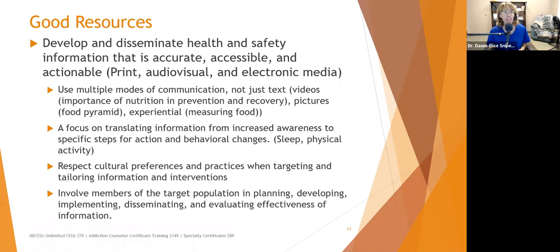We need to help them figure out how to get quality sleep if what they're getting now is not quality. We want to respect cultural preferences and practices when targeting and tailoring information and interventions. Not everybody's going to be down with different things. We need to ask them, what do you think would help you with this? Or what are you willing to do? We want to involve members of the target population in planning, developing, implementing, disseminating, and evaluating the effectiveness of information.